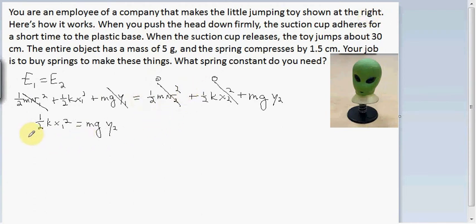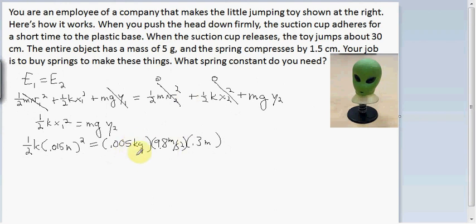So let's put in what we can then. 1/2 k x1, that's the amount by which the spring is compressed, which is 1.5 centimeters. Let's do this all in SI units here. So this is 1/2 k times 0.015 meters squared equals the mass, which is, again, in SI units, that's 0.005 kilograms times 9.8 meters per second squared times 30 centimeters, which is 0.3 meters.